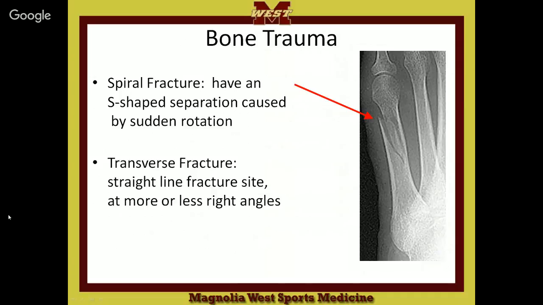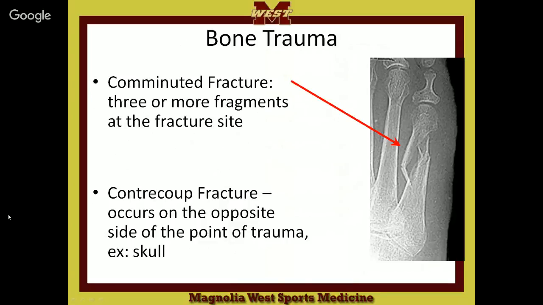We got a spiral fracture. Has a little S-shaped separation caused by sudden rotation. You also have a transverse fracture where it just goes pretty much straight across. See what I'm doing? Pretty much straight across on the transverse fracture, and that's what it says. Straight line fracture, more or less at right angles. Comminuted.